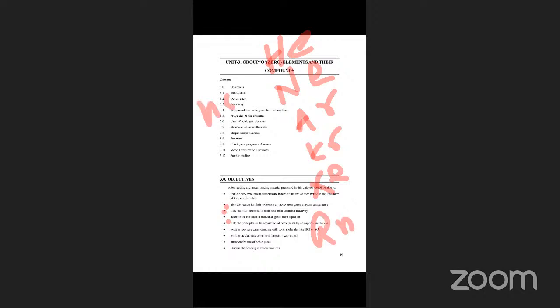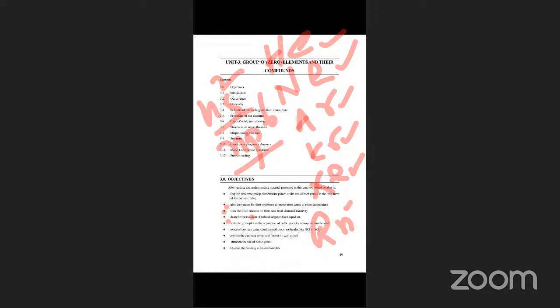General electronic configuration is ns2 np6. Helium, neon, argon, krypton, xenon, radon. Main reason for the total chemical reactivity. Describe the isolation of individual gases from the liquid air and state the principles in the separation of noble gases by adsorption on charcoal.